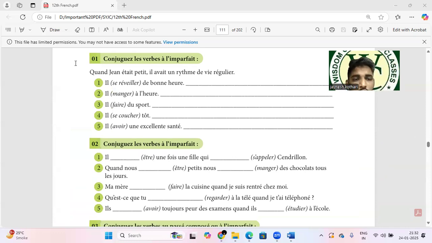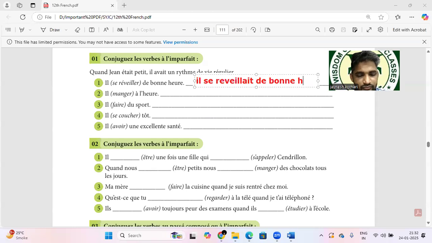First one, when Jean was small, he had a rhythm of regular life. So first one, il se réveillait. He used to wake up early.